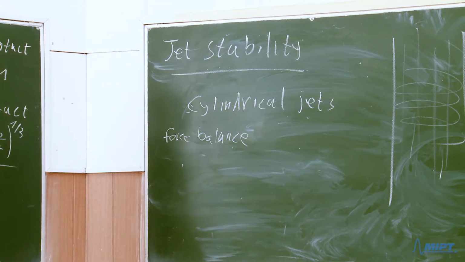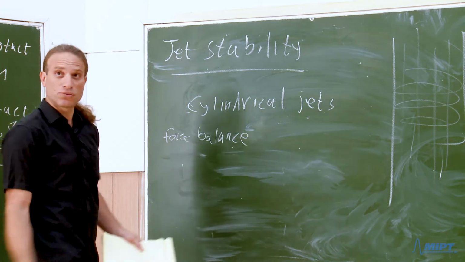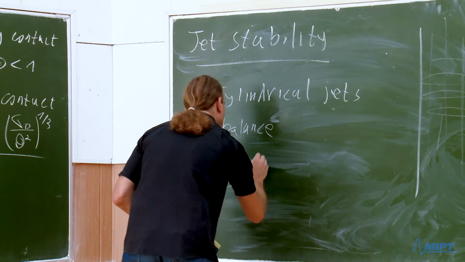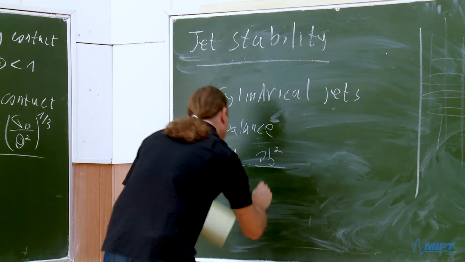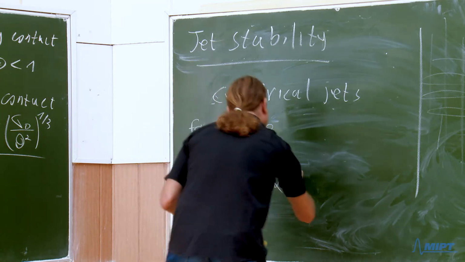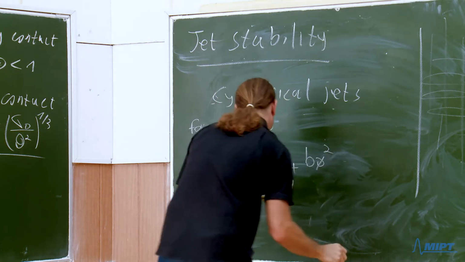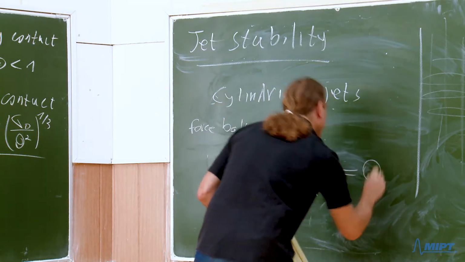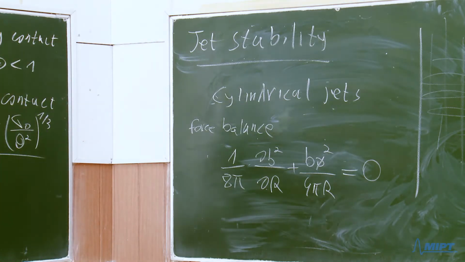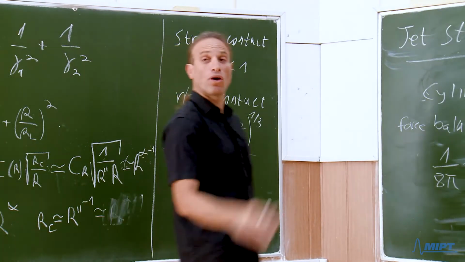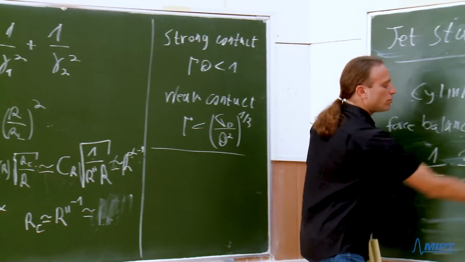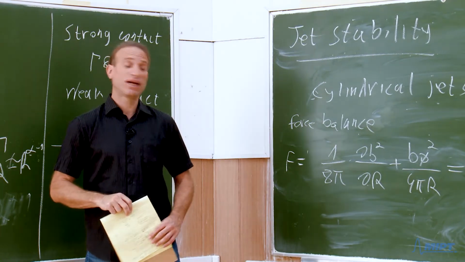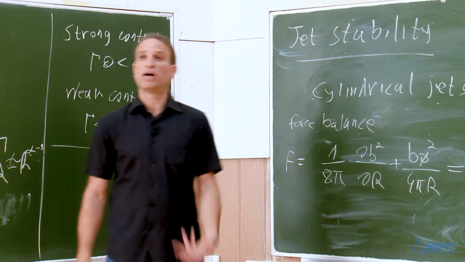When I put up the notes, I will show you how to derive it, but for now I will just write the equation: 1 divided by 8 pi times d B squared over dr plus B phi squared divided by 4 pi r is equal to 0. This is the force balance equation in cylindrical jets. In jets that open up it is a little bit more complicated. Again, it's in the notes. What does each part mean? What is B squared divided by 8 pi?